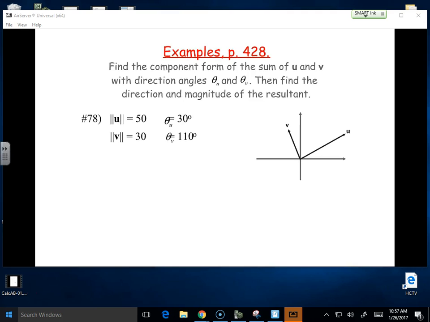All right. So, example, how do we put all this together? Find the component form of the sum of u and v with direction angles theta u, theta v. Then find the direction and magnitude of the resultant. I apologize, some of my spacing is off, but I can't really change it since this is just a PDF.